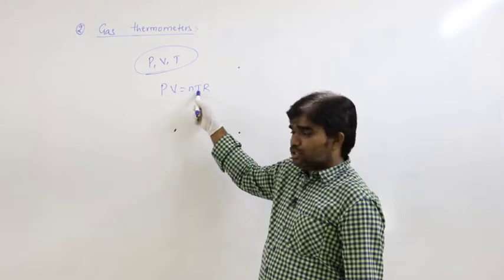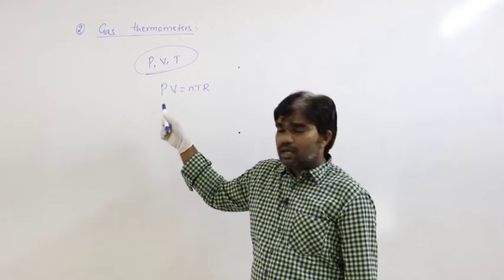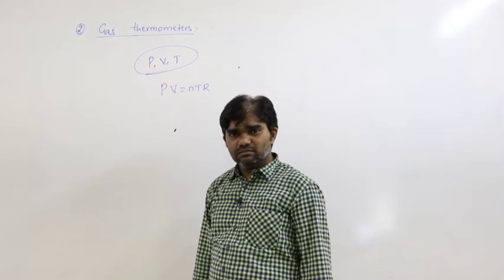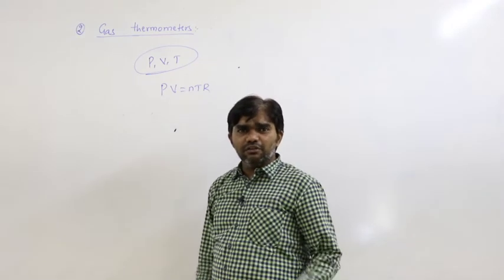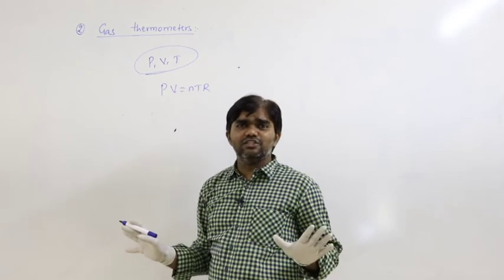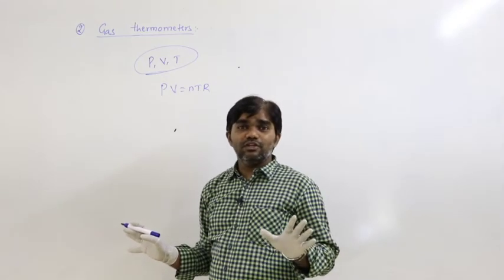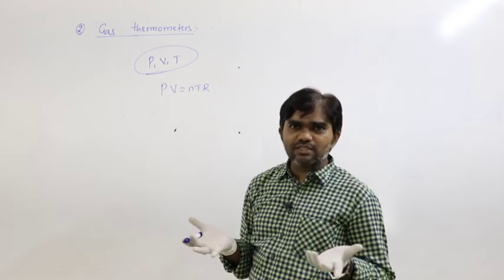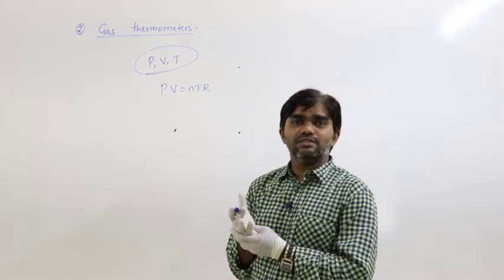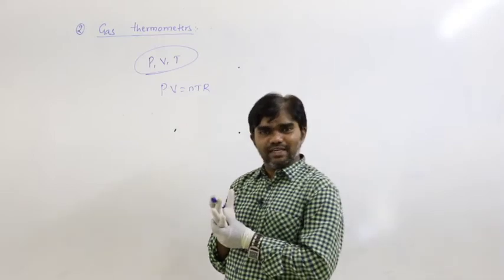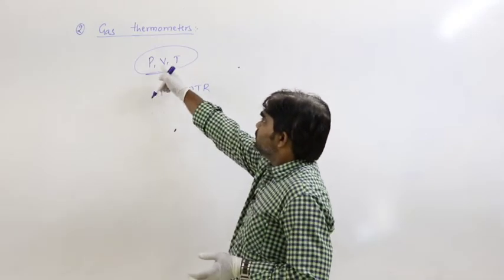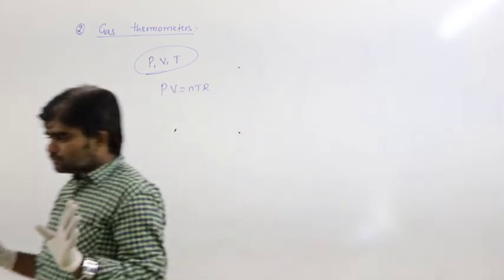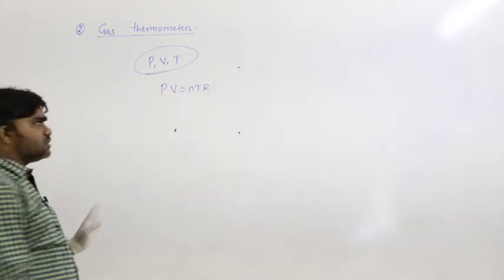Pressure, volume, temperature, three variables, and this equation exists only for ideal gases. There is no perfect ideal gas in this universe. According to physics, ideal condition does not exist. So that is why three variables at a time is not possible.